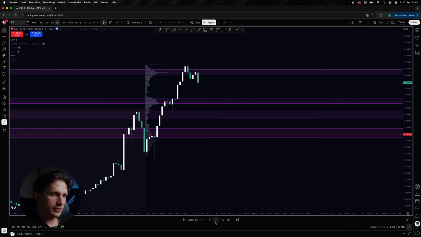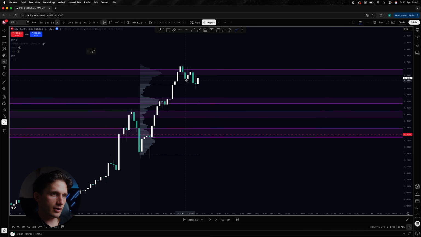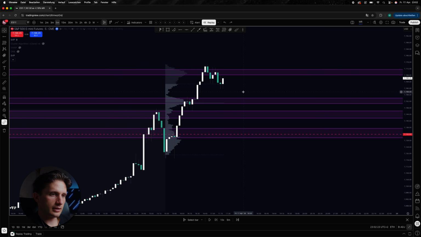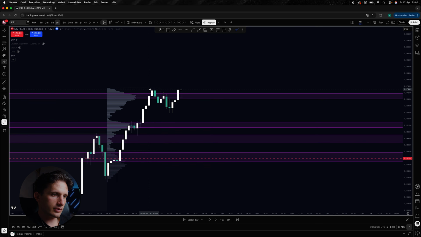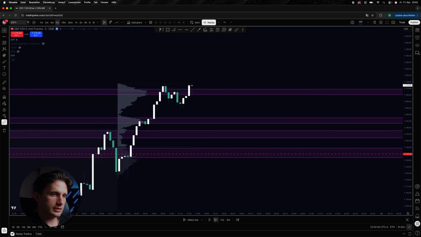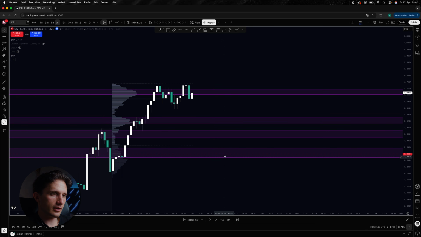So let's play this a little bit further out. You can see that we are rejecting here on this volume node and trending a little bit to the downside. Let's play this further out. Now we can see that we are breaking strongly through, getting a retest, and then you can look for long trades as well. Let's see how this plays out.